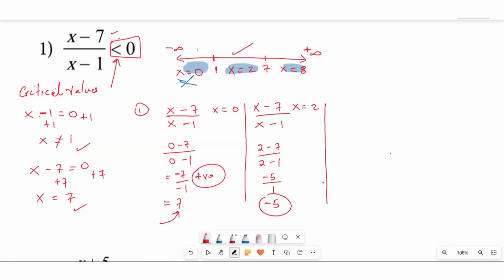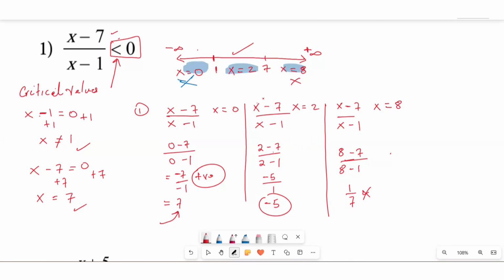Let us do our last test. We're testing x minus 7 over x minus 1, and here x is equal to 8. So we're going to have 8 minus 7 over 8 minus 1. 8 minus 7 is going to give us 1. 8 minus 1 will give us 7. So this is a positive response here, which means this region will not work either.